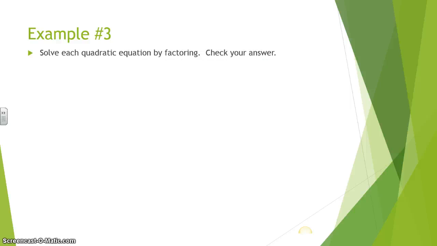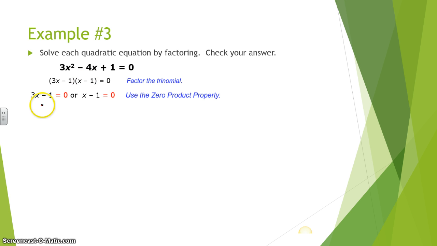Example 3 says solve each quadratic equation by factoring. So here we have 3x squared minus 4x plus 1 equals 0. What we need to do is see if we can factor anything out. We can't, but we can break this down into (3x minus 1)(x minus 1). Then we set each factor equal to 0. 3x minus 1 equals 0, x minus 1 equals 0, and we solve for x.